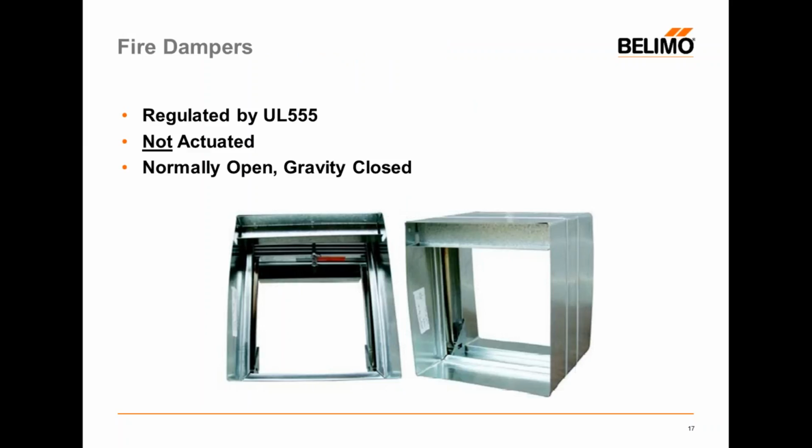There are multiple different types of damper assemblies. There are fire dampers, smoke dampers, combination fire smoke dampers. Something that's very commonly seen in buildings are fire dampers, or what you might have heard called a fire curtain. These damper assemblies are regulated by Underwriters Laboratory 555. They simply do not have a motorized actuator on them, and they are generally normally open and they are closed by gravity. So they simply fall closed once a fire condition is detected.